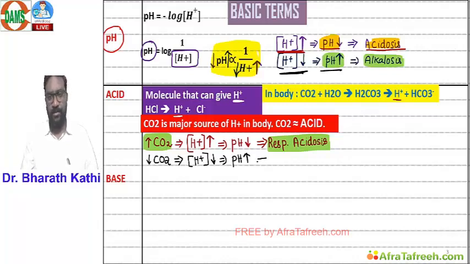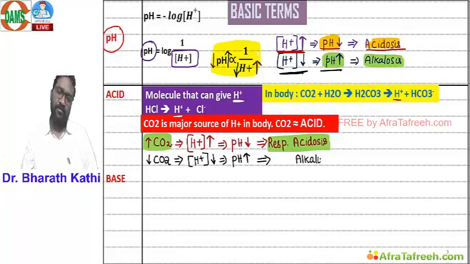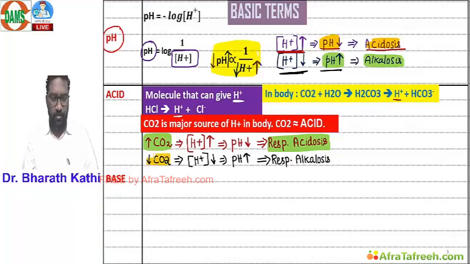Anywhere increase in pH is alkalosis, and this is due to CO2. That's why it is called respiratory alkalosis. Again, in very simple words, CO2 washout is nothing but respiratory alkalosis.